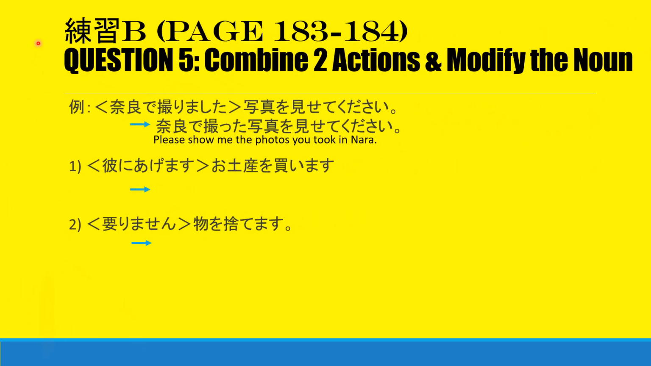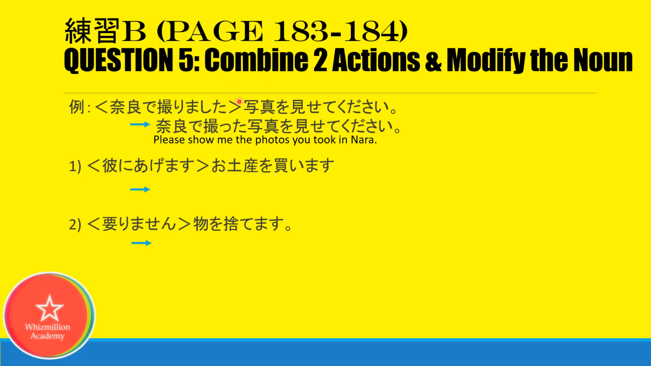Okay, question 5 is different from questions 3 and 4. For question 5, in the second sentence, the noun is not yet modified. It's only after combining the two sentences that the noun is being modified. Okay, let's look at example 1. 奈良で撮りました。写真を見せてください。奈良で撮った写真を見せてください。Right? Before combining the two sentences, we have to know which noun we are trying to modify here. We are trying to modify the noun 写真, photograph, right?